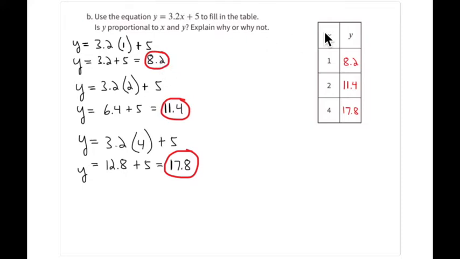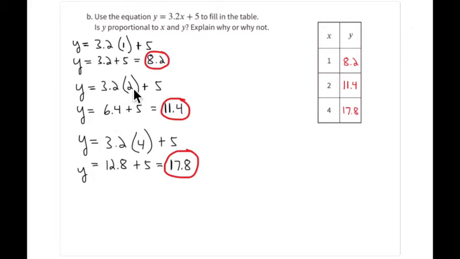So fill in the table by plugging these values in for x, 1, 2, and 4, multiply by 3 2/10, and then go back and add 5 to that. So you make all those calculations, you get 8 2/10, 11 4/10, and 17 8/10. And you should practice making these calculations.